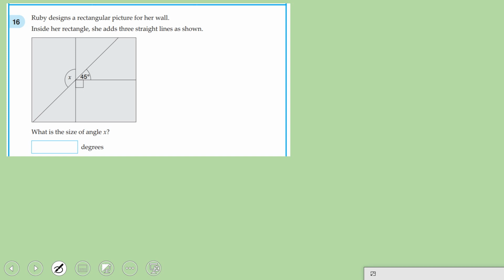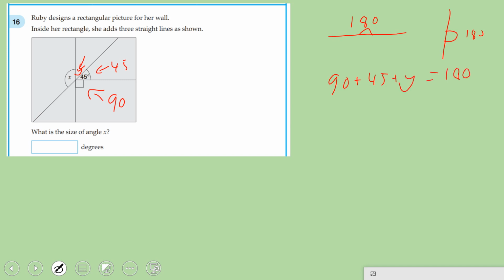So we have to know that a straight line equals 180, and that doesn't matter if it's horizontal or vertical. They're both 180. Here we've got 90. Here we've got 45. That there we'll call Y. 90 plus 45 plus Y equals 180, because that's exactly what this looks like. Sorry about my bad writing.